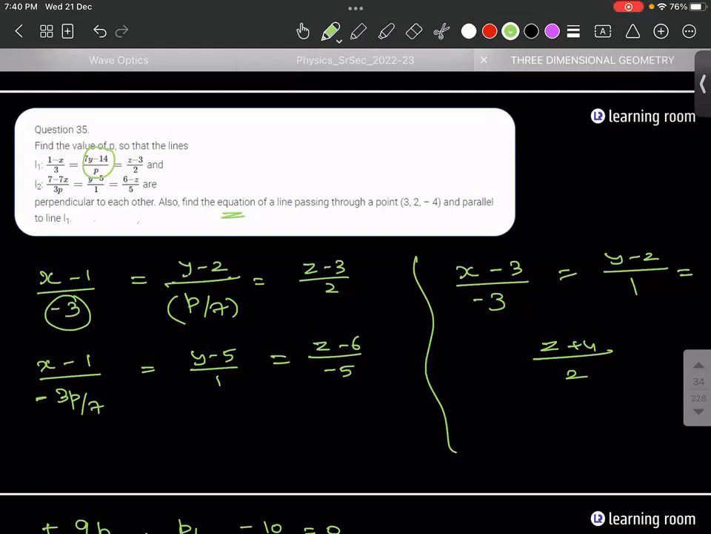Sir, if in the question they give parallel to both the lines, we should find B2 minus B1? Are you asking this one? Parallel to L1, had they given parallel to both the lines? That's not possible. Then first of all, those lines should be parallel to each other.